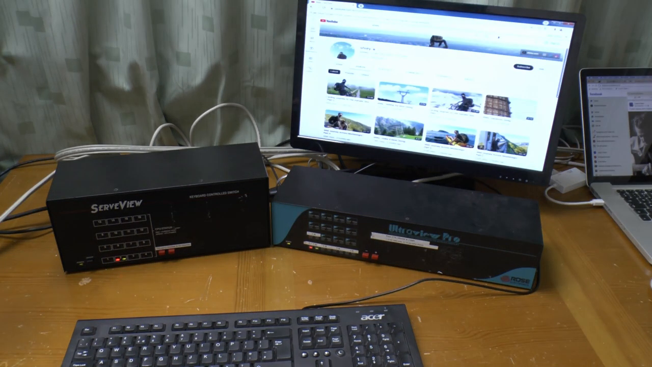Now, one thing you may notice, although I may end up filtering it out, is that there's a high-pitched whine coming from the power supply of the UltraView Pro, and that only happens with the ServeView connected. So it clearly is not very happy running the ServeView. And that may be because it's getting on a bit.